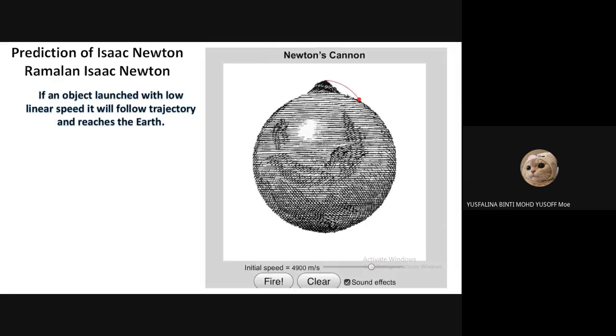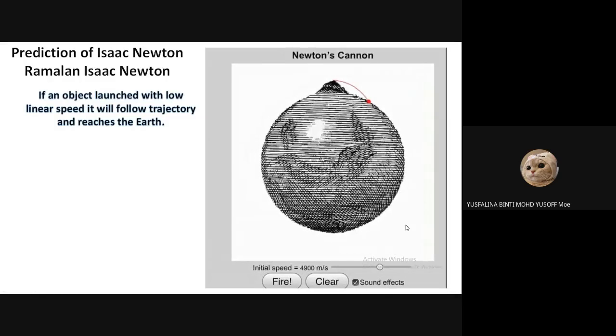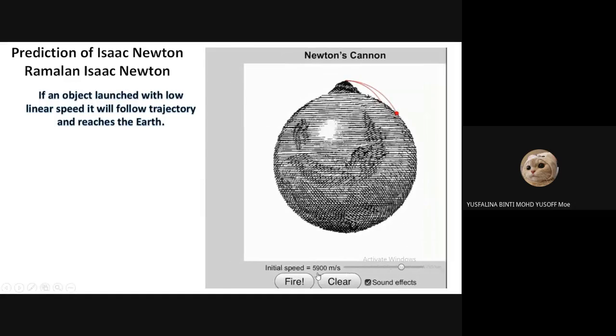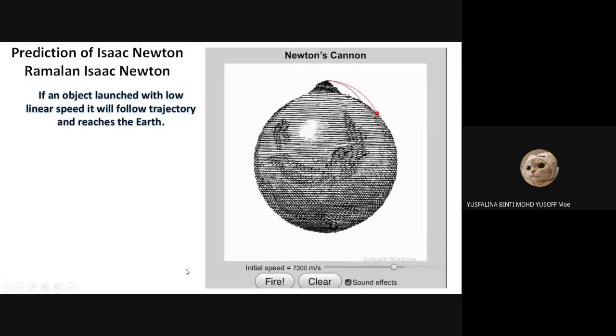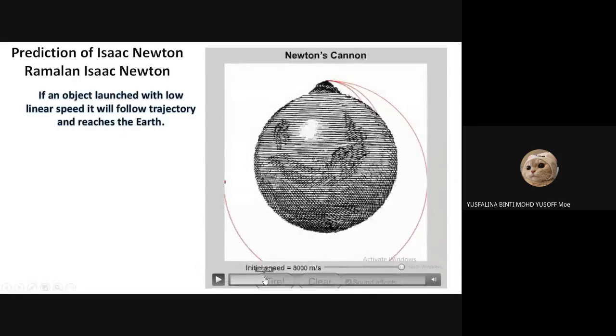This is actually the experiment that he used. This is called Newton's cannon. You can see the value of the initial speed here. It keeps increasing until it reaches 8,000 meters per second. So when it is launched at 8,000 meters per second, it will rotate. Let's see first.